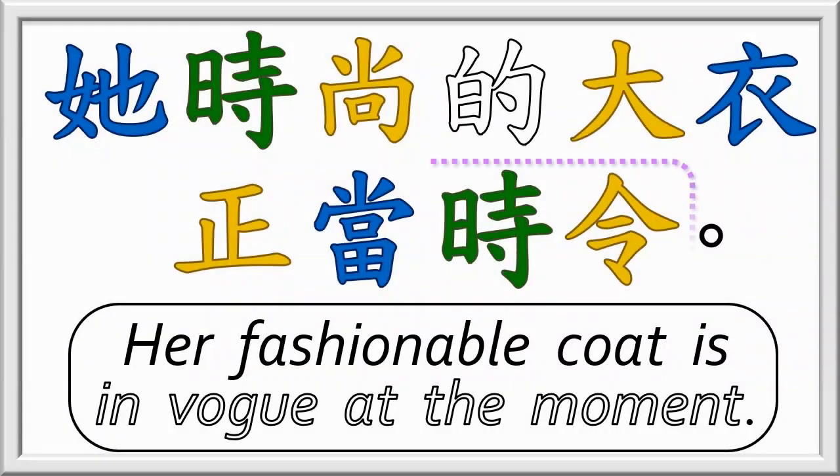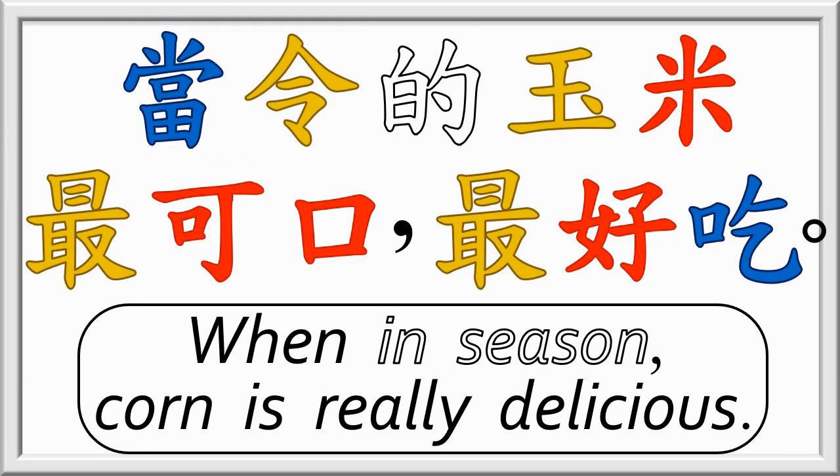When something is in season or in vogue at the moment, the phrase to use is 正当时令, or its abbreviation 当令。她时尚的大衣正当时令。Her fashionable coat is in vogue at the moment. 当令的玉米最可口，最好吃。When in season, corn is really delicious.